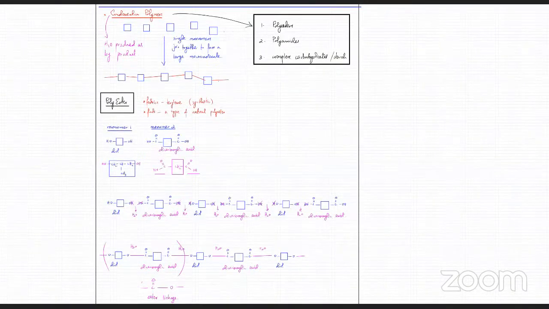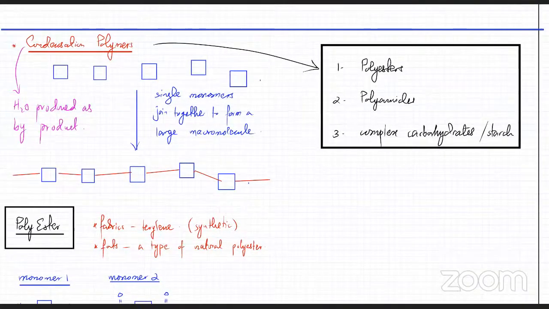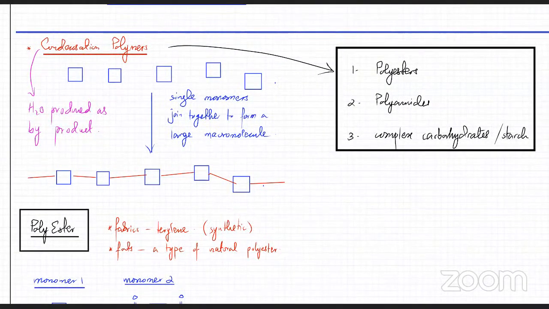As condensation polymers, just a quick recap. What happens in condensation polymers is that you've got small molecules and they link up and form this big chain. That's what your normal plastics are. So you form polyesters, polyamides, complex carbohydrates, proteins. They all form this way. Small molecules linking up, single monomers joined together to form a large macromolecule.